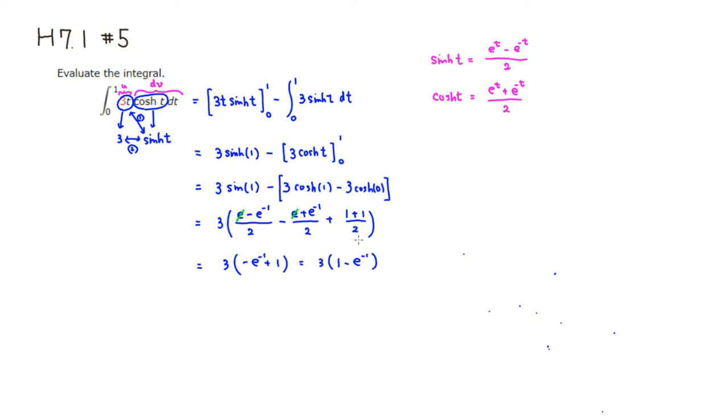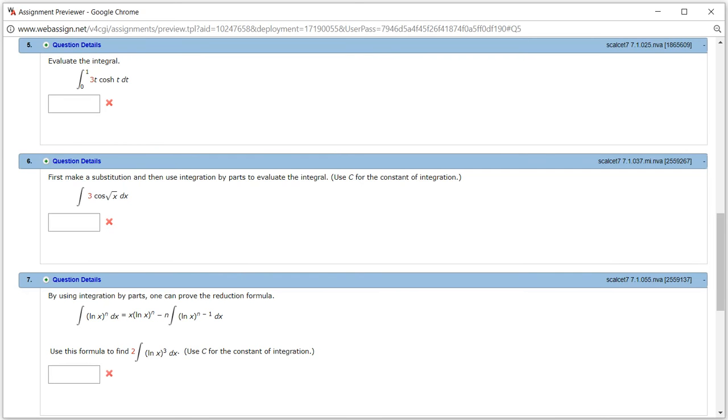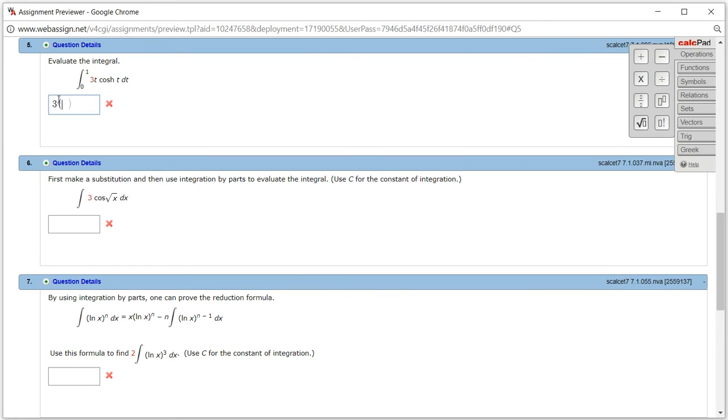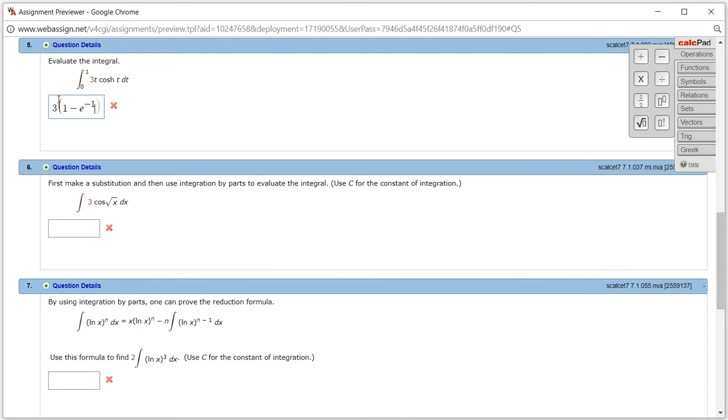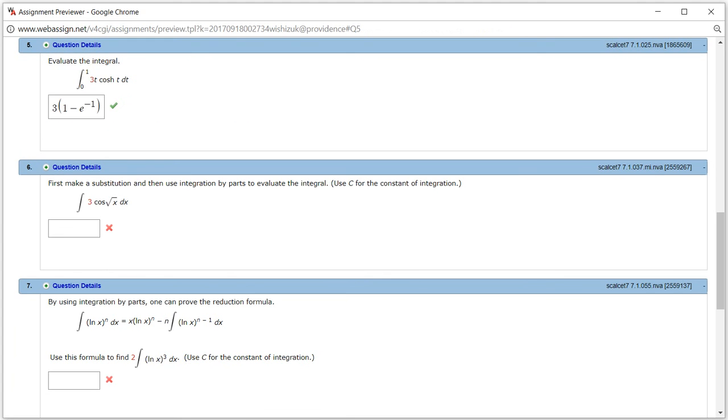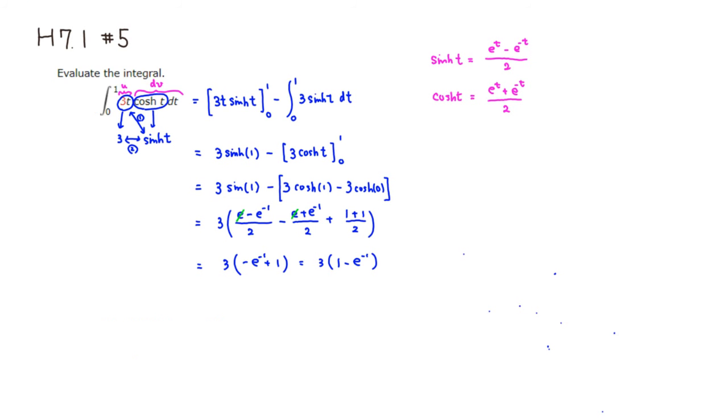So let's type it in. We got 3 times 1 minus e to the negative 1. Then I'm just going to submit for testing. All right, it came back and looks like we got this one correctly. That's it. I hope that this was clear.